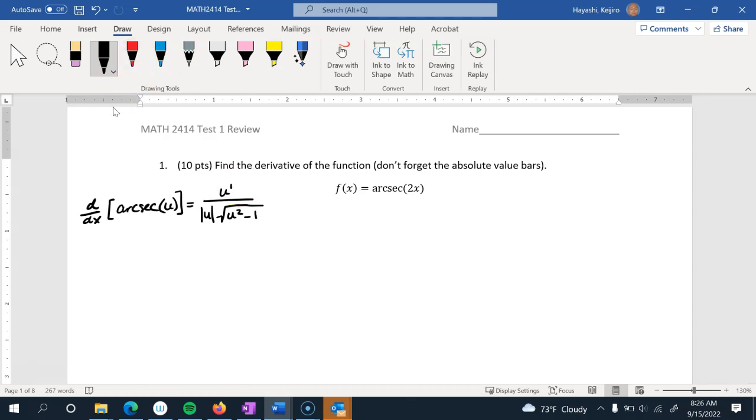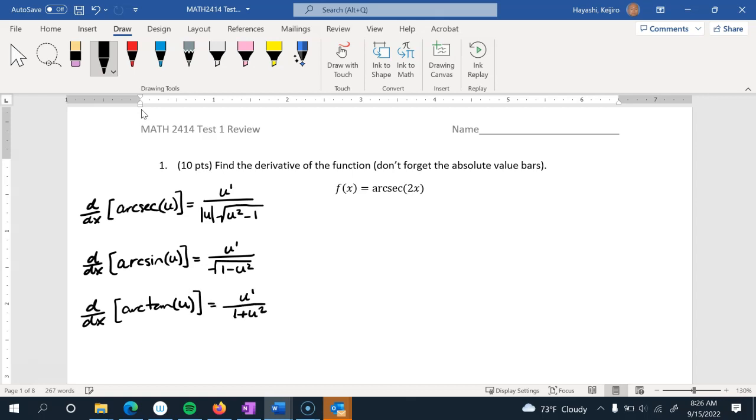And just for completeness, here are the others. The derivative of arcsine of u is u prime, and the u primes are always there because of the chain rule, over the square root of 1 minus u squared. And the last sort of important one, the derivative of arctangent of u is u prime over 1 plus u squared.